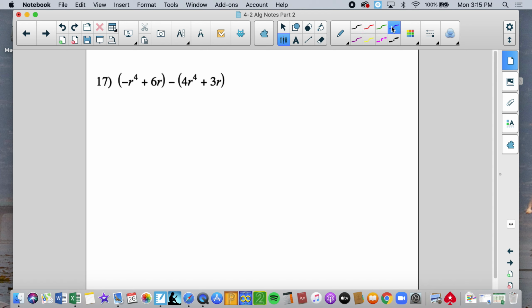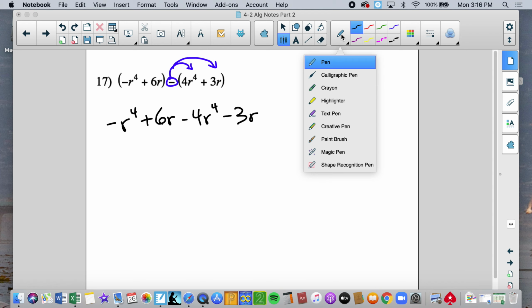Again, the first step when we have a subtraction sign outside of parentheses is to distribute that negative sign into the parentheses. So it does not affect the first polynomial. And now 4r to the fourth becomes negative 4r to the fourth. Positive 3r becomes negative 3r.